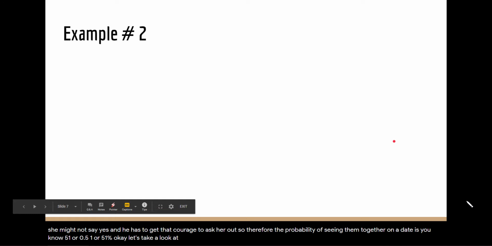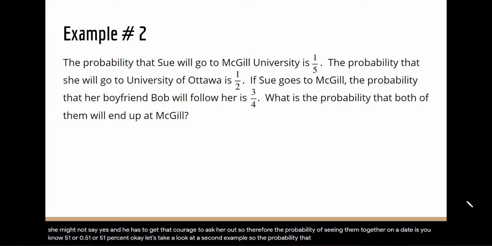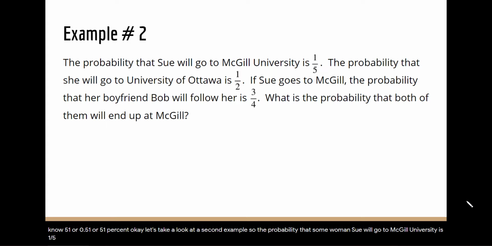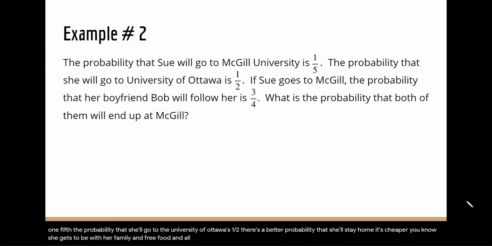Okay, let's take a look at a second example. So the probability that some woman, Sue, will go to McGill University is 1/5. The probability that she'll go to the University of Ottawa is 1/2. There's a better probability that she'll stay home. It's cheaper, she gets to be with her family and free food and all of that stuff.